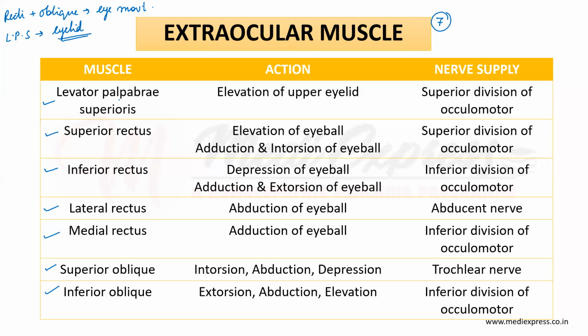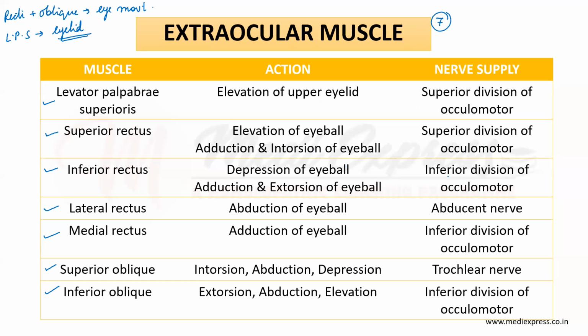Remember, this is the only muscle involved in raising your superior eyelid. It elevates the upper eyelid, and the nerve supply is the superior division of the oculomotor. Now coming to the superior rectus, I've already mentioned eye movements, right? It helps in the elevation of the eyeball and adduction and intorsion of the eyeball. Which nerve is supplying? That too, the superior division of the oculomotor nerve.